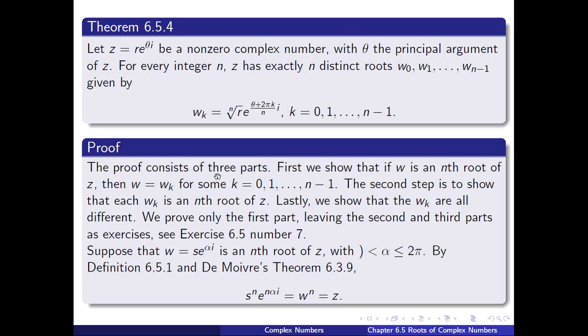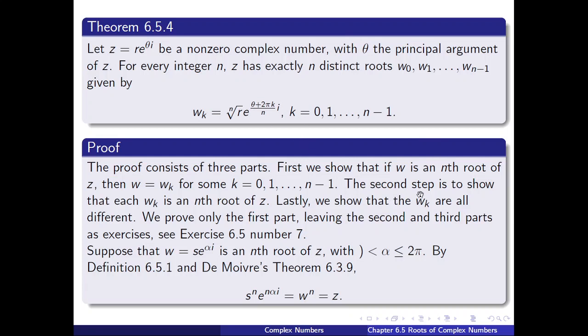So the proof consists of 3 parts. First, we show that if w is an nth root of z, then w is equal to w_k. So we are trying to say that if you get any root, it has to be one of these. That's the first part, right?